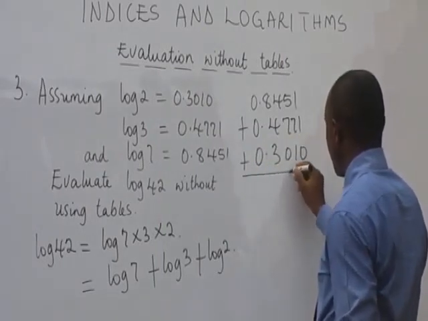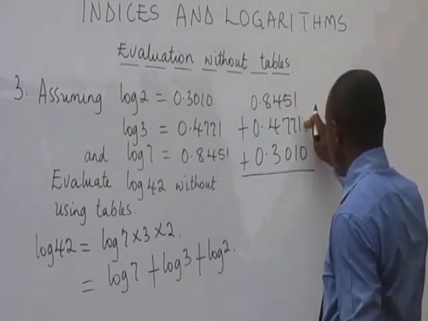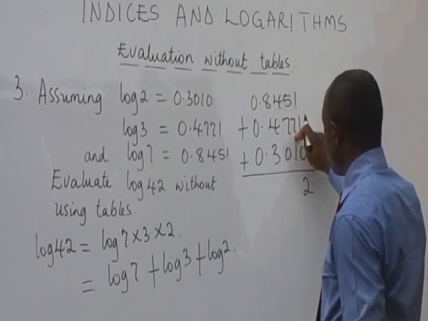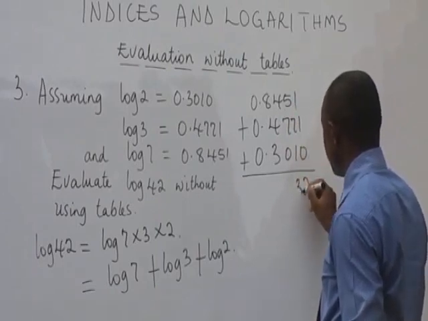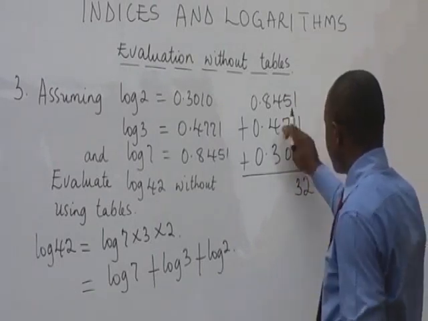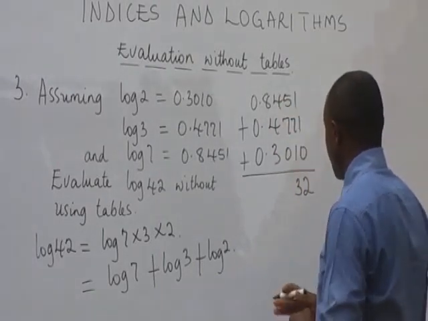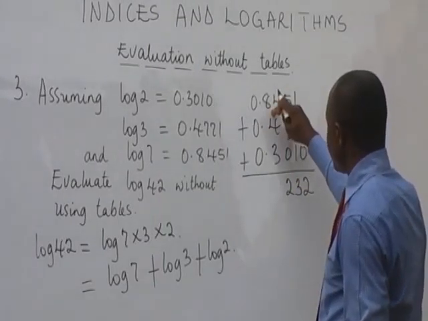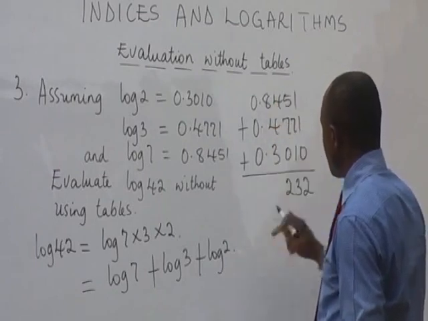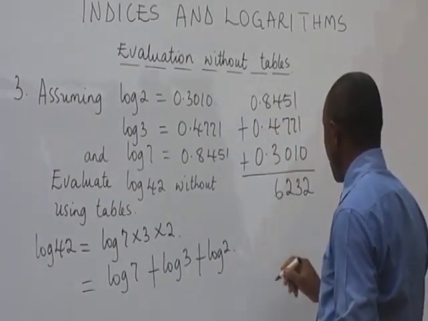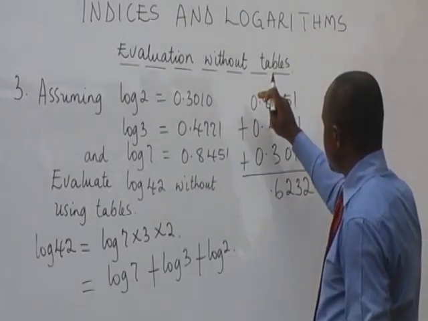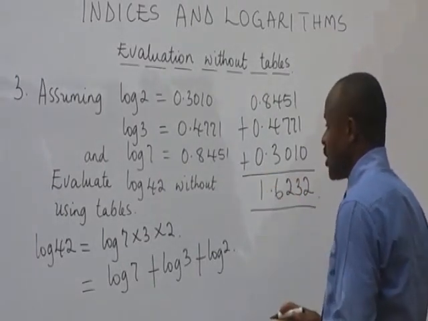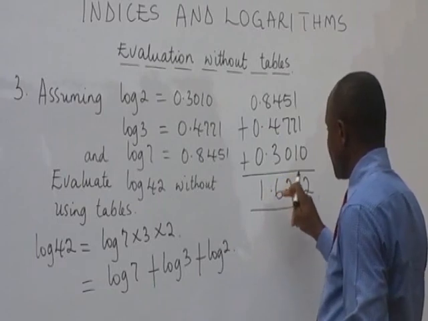0.3010. Add them together. 1 plus 1 is 2 plus 0 is 2. 5 plus 7 is going to give you 12 plus 1 will give you 13. Write 3 raised 1. 1 plus 7 is 8. 8 plus 4 is 12. Plus 0 remains 12. Write 2 raised 1. 1 plus 8 is 9. Plus 4 is 13. Plus 3 is 16. Write 6 and raise 1. Point. 1 plus 0 plus 0 plus 0 will give you 1. That means the answer to that question becomes 1.6232.